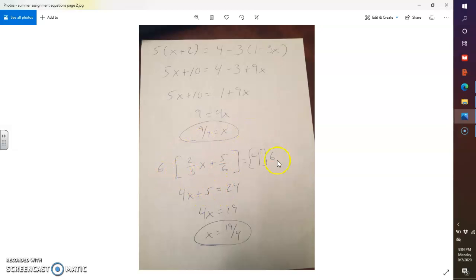And what we do to one side, we have to do the other. So you do need to multiply the 4 times 6 and get 24. That's a common mistake people forget to do. So please make sure you do that. And now we're just subtracting 5 on both sides and dividing by 4 on both sides. And we get 19/4.